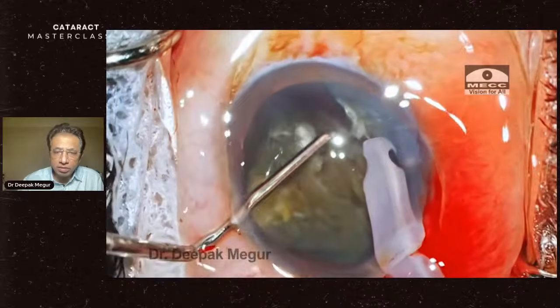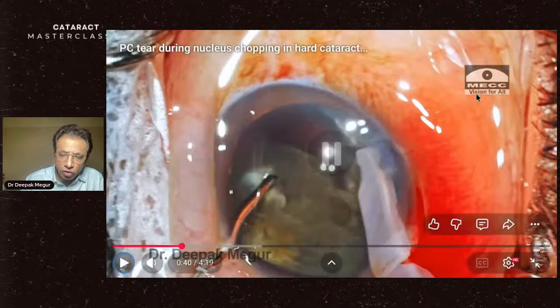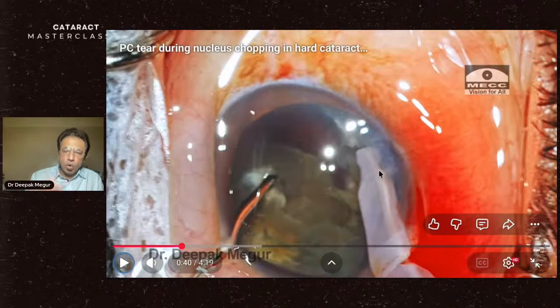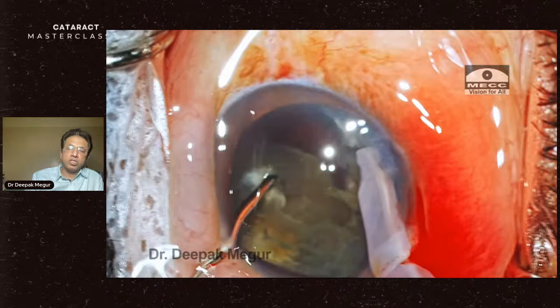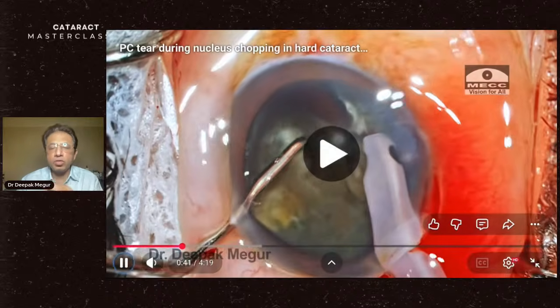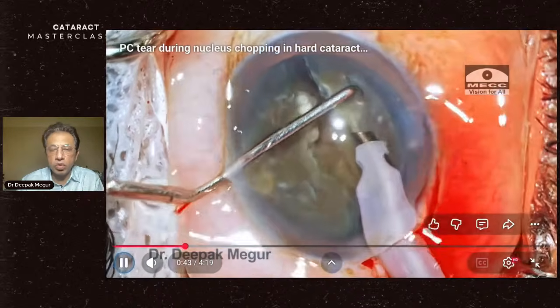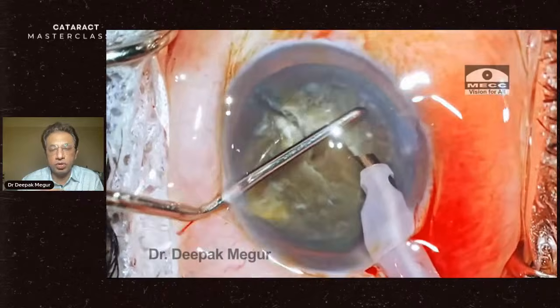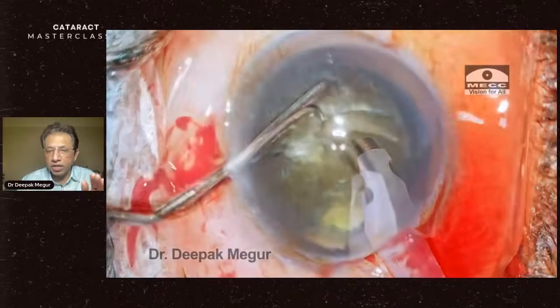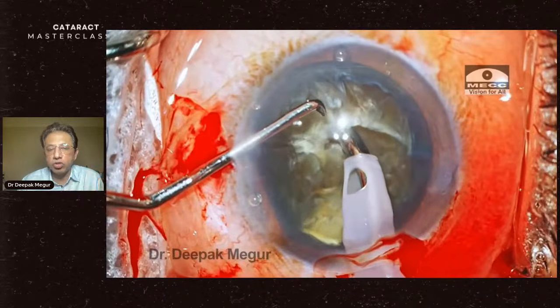So multiple attempts are being made, but I just want to highlight one thing here. Look at the right hand. It has gone a little bit down, and subconsciously, without the knowledge of the surgeon, it is pushing a little bit posteriorly. And these maneuvers are the ones which are going to take a toll on the posterior capsule. The surgeon is still not aware. The surgeon is going on and trying to do the job.